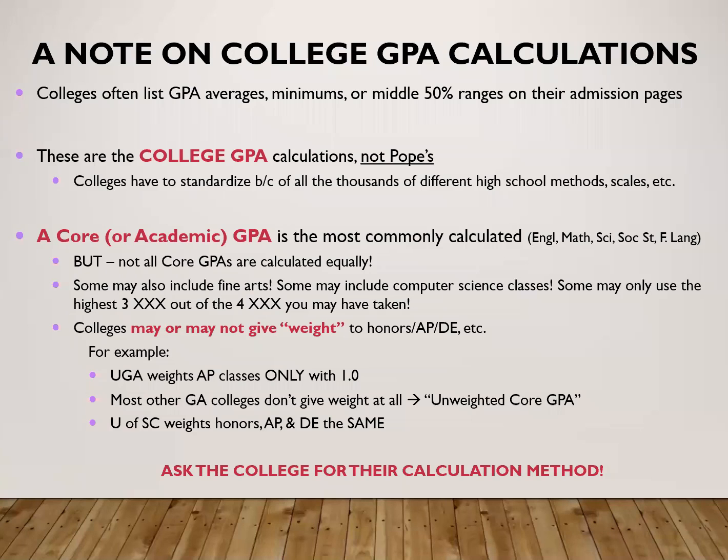So for example, UGA only gives full weight for AP classes. They don't give weight for honors or dual enrollment. Other Georgia colleges don't give weight for anything. They just do a straight unweighted core GPA. University of South Carolina gives weight for honors, for AP, for dual enrollment. They get the same weight. Okay, so that's why it's so important to understand that.